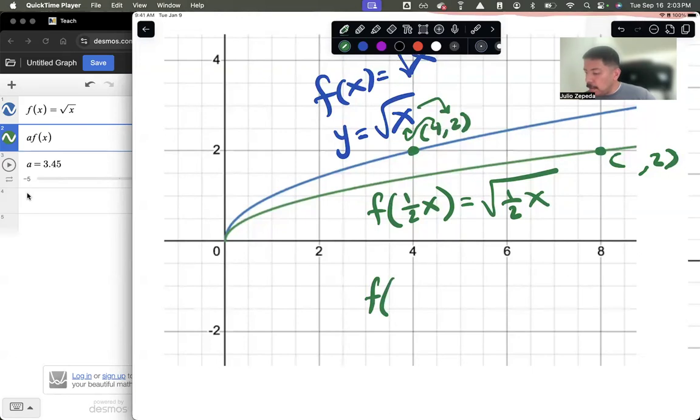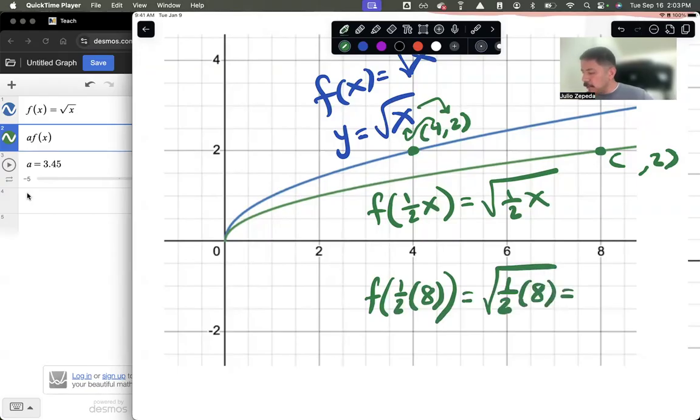f of 1/2 of 8 is going to be the square root of 1/2 times 8. So my input is 8 here. When it gets divided by 2 or cut in half, I get the square root of 4, which gives me a 2. So the input 8 produces a y value of 2.